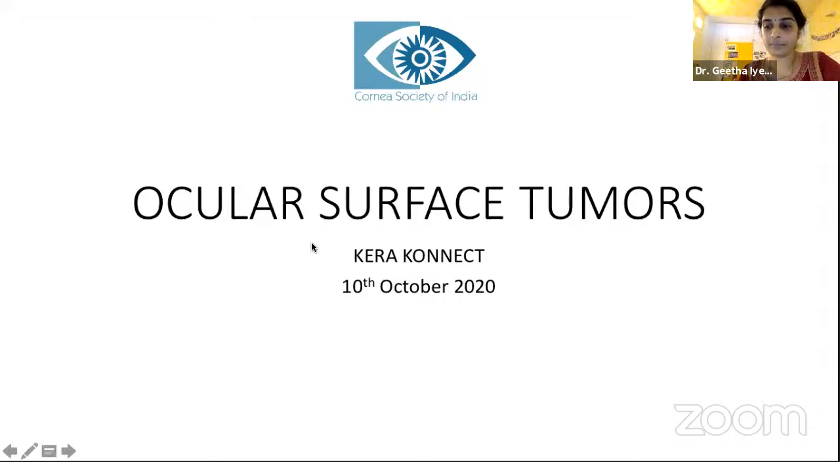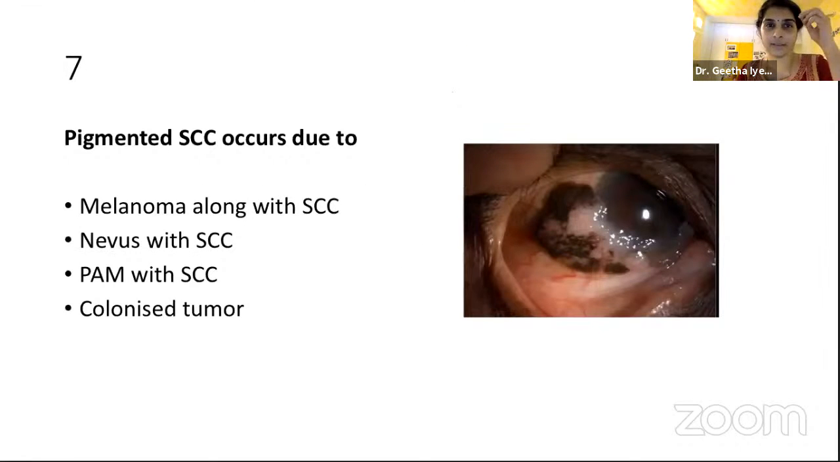I will begin with a poll question. There's no googly this time. Shabina, can we have the poll, please? Pigmented squamous cell carcinoma occurs due to melanoma along with squamous cell carcinoma, nevus with SCC, PAM with SCC, or is it a colonized tumor?